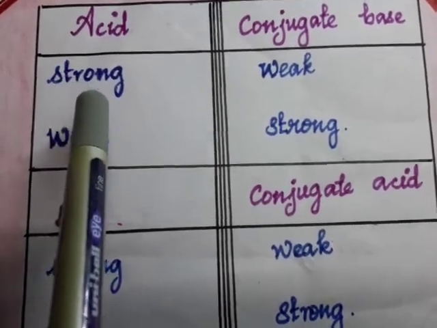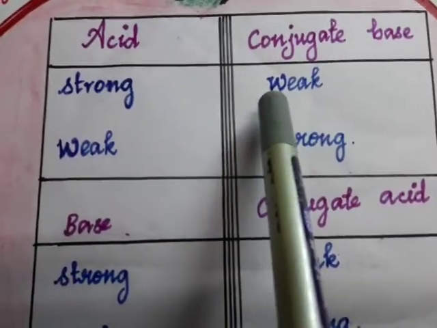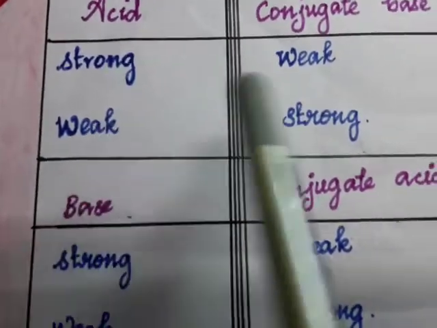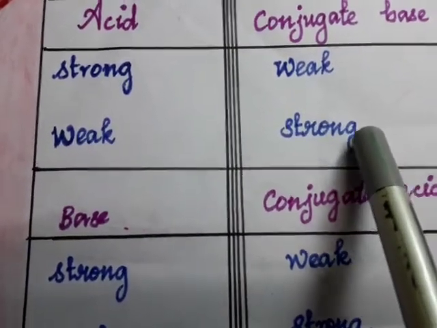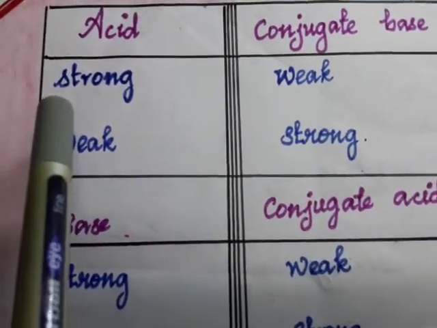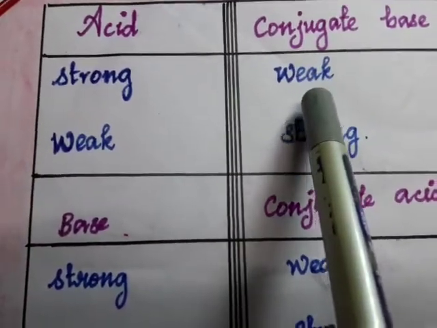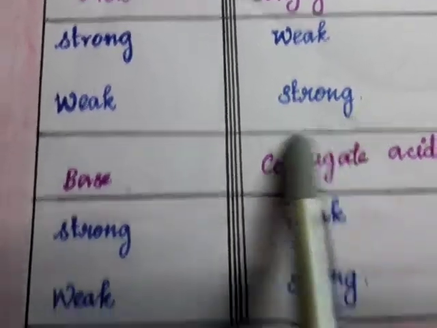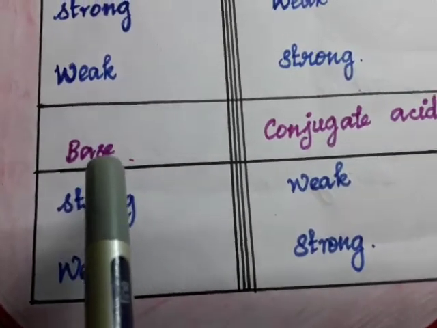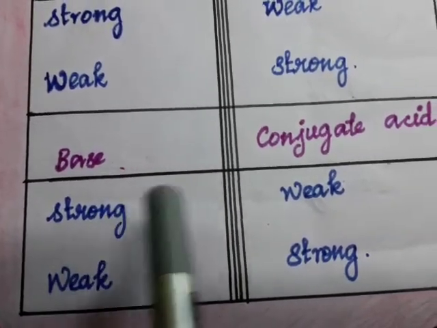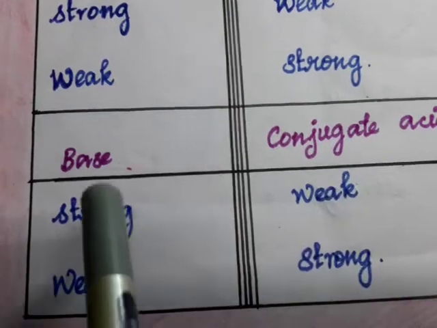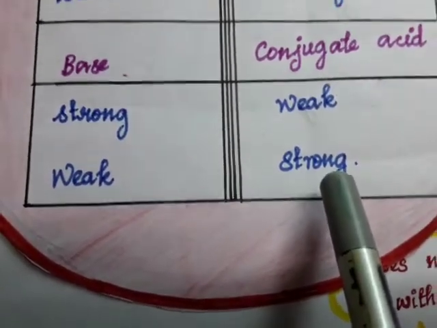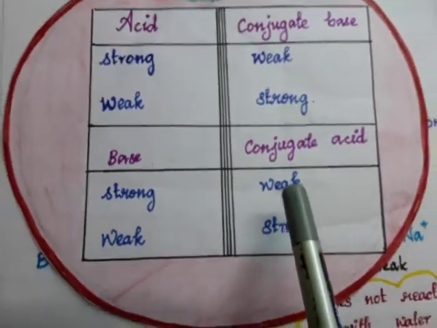If the acid is strong, then the conjugate base is weak. If the acid is weak, then the conjugate base is strong. So it is opposite. In the same way for a base, if the base is strong, then the conjugate acid is weak. If the base is weak, then the conjugate acid is strong. So this is the concept.